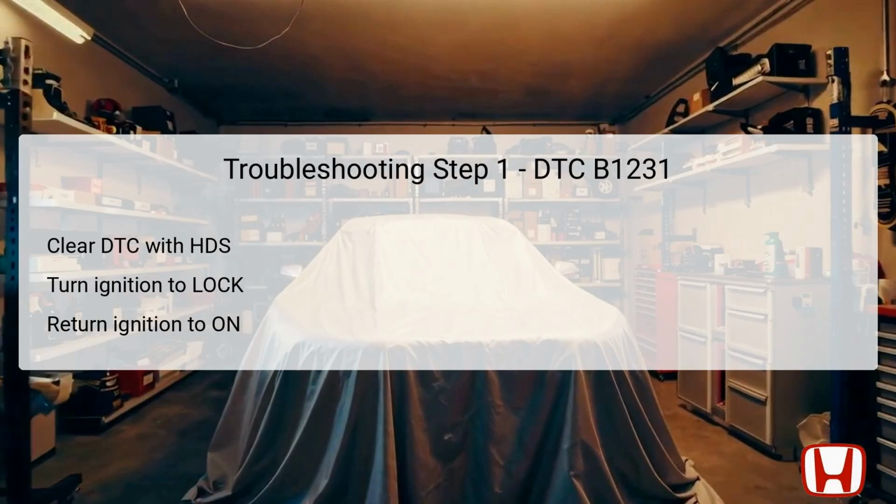The first step in troubleshooting DTC B1231 involves clearing the Diagnostic Trouble Code, DTC, using the Honda Diagnostic System, HDS. Clearing the DTC allows the technician to reset the system, providing a blank slate for further diagnosis. After clearing, it's essential to turn the ignition switch to the lock position, and then back to on, II, to ensure the vehicle's electrical systems are properly initialized.